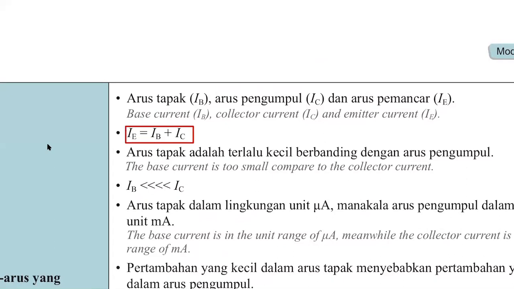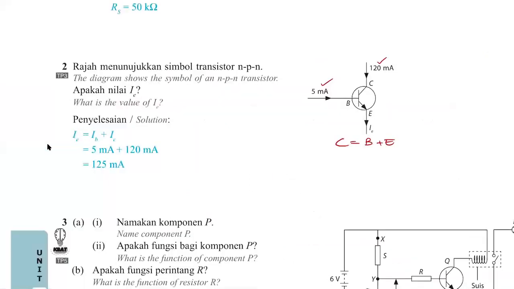So it should be, kalau emitter, the emitter it is the total of the current at B and C. So tambahlah kan? Yang tadi itu tambah. This one I salah. Okay. So answer is 125 milliampere. Okay. Next.